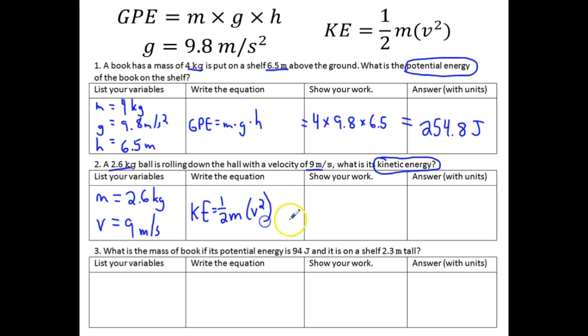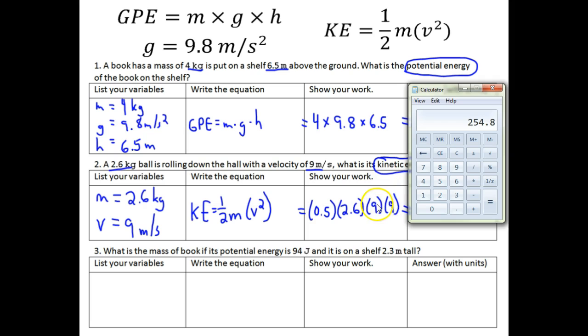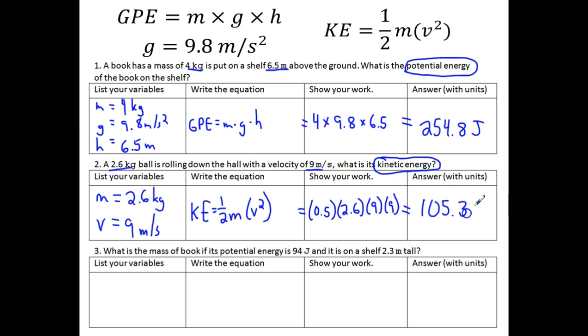My equation is kinetic energy is 1/2 mass, and make sure the only part you square is the velocity. So I'm going to put in my numbers, 0.5 times 2.6 times 9 times 9. Easiest way is probably just to put the two numbers right next to it rather than trying to square it. So this one is going to work out to be 105.3 joules, same as my potential energy.